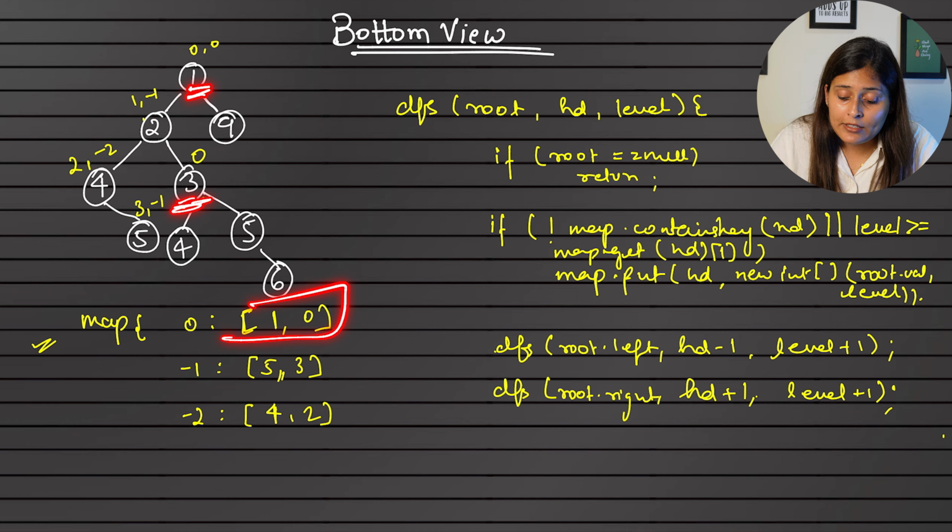But we'll check the level. The level is 2. Earlier level was 0. Definitely it is greater. Yes. So we will override, and make it 3 with level 2. Correct. Now we'll go at child 4.